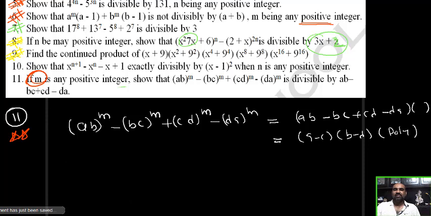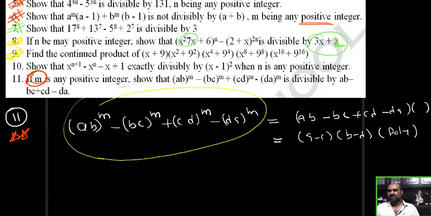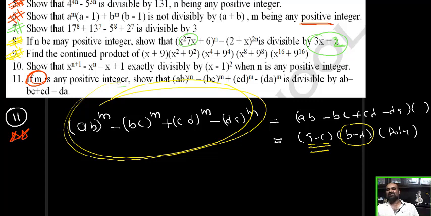So what is the meaning of that? It is enough to prove that this is divisible by a - c once and this is divisible by b - d. After that I conclude that it is divisible by the product of a - c into b - d. Then I can say that the total expression is divisible by (a - c)(b - d), that is nothing but ab - bc + cd - da.